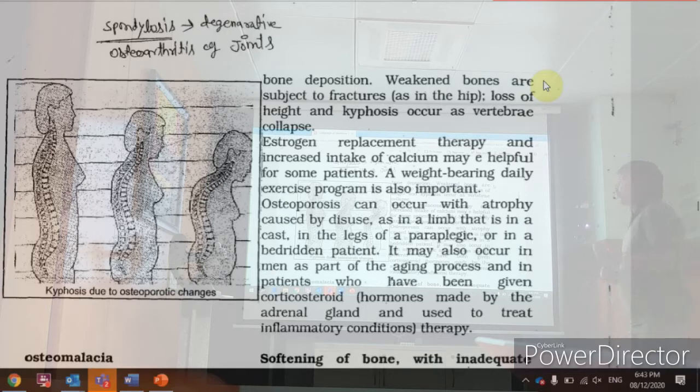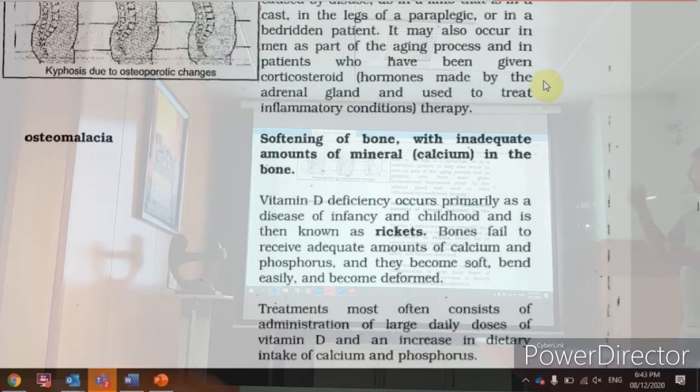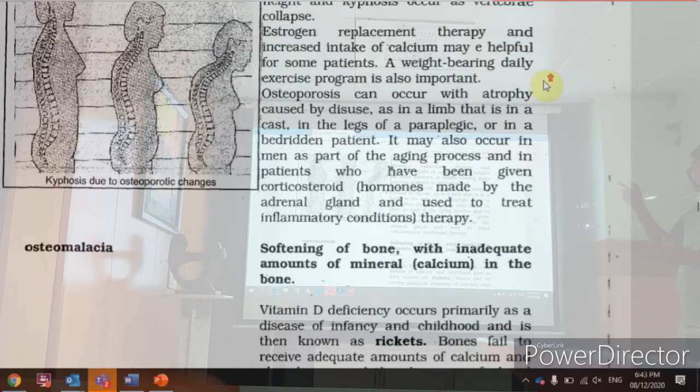Even when there is atrophy from disuse of a limb, such as in a cast, osteoporosis can happen. Paraplegic and bedridden patients can also have this. Corticosteroids, hormones produced by the adrenal gland, are used for treatment of inflammatory conditions. Understood osteoporosis? Okay. That bending happens.